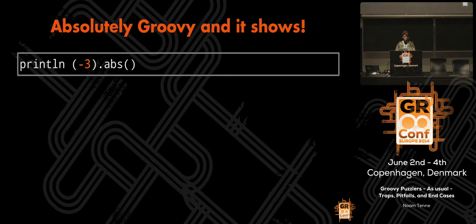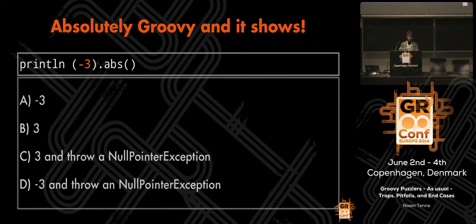So, we're all quick learners, we're good guys. We've surrounded our code with parentheses. But now I want to display this. What would be the result? These are your options. Choose wisely.